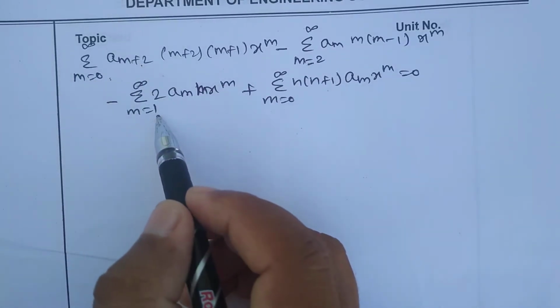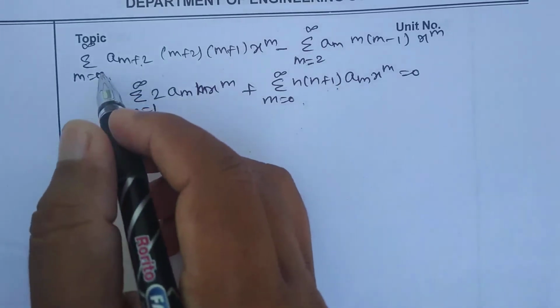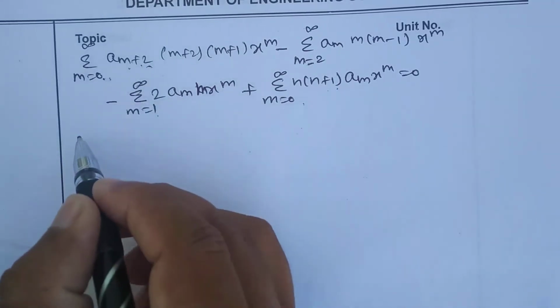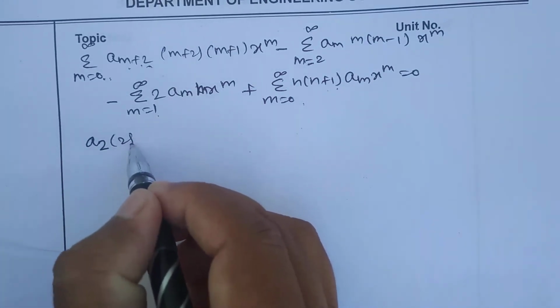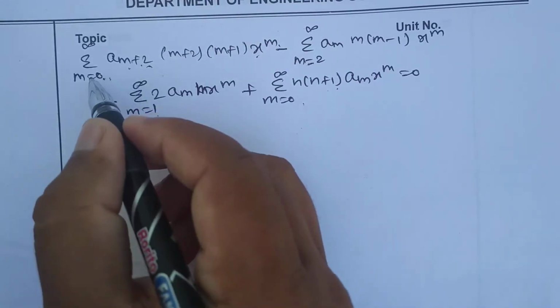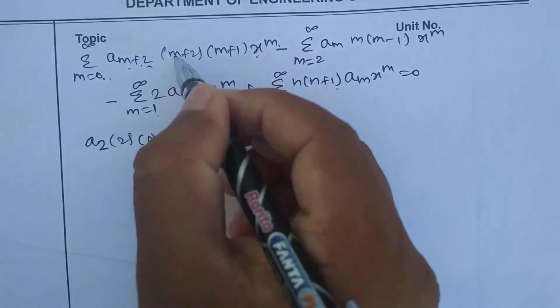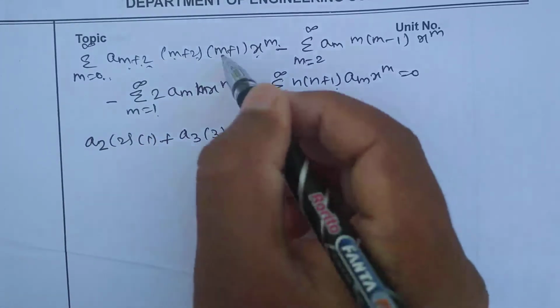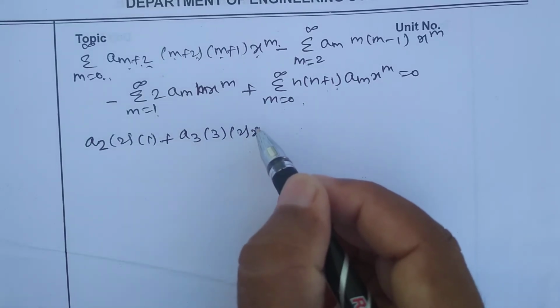We have to put m is equal to 1 here, and we have to put m is equal to 0 and 1 here. So see what happens when you put m is equal to 0 here. We will get a2 into 2 into 1 into x to 0 is 1. Also put m is equal to 1, so plus a3, 1 plus 2 is 3, and 1 plus 1 is 2, x to 1 is x.